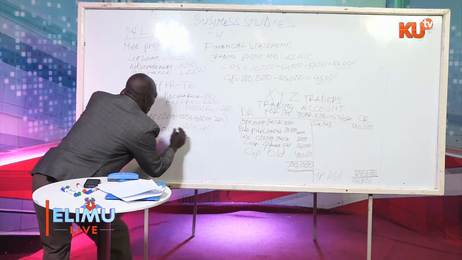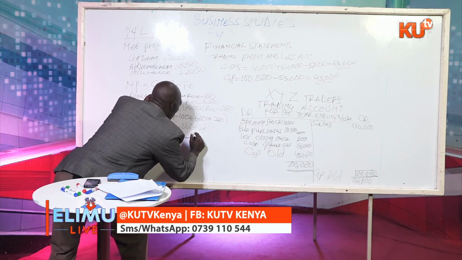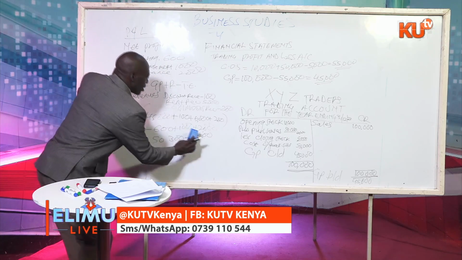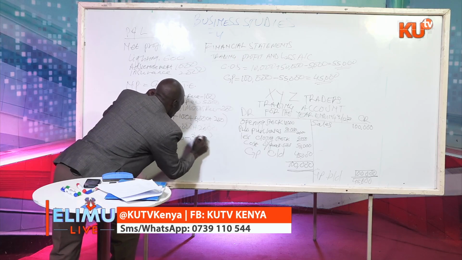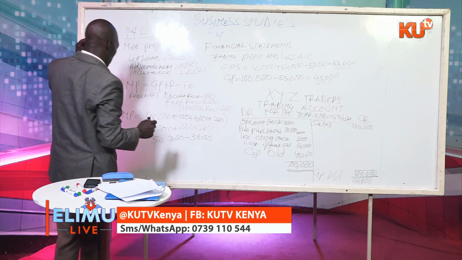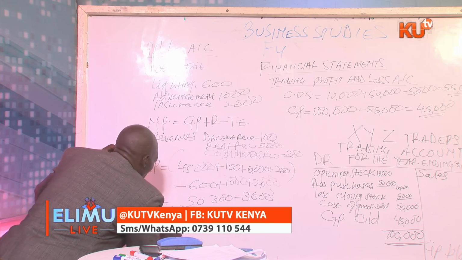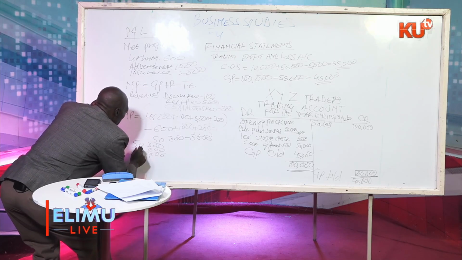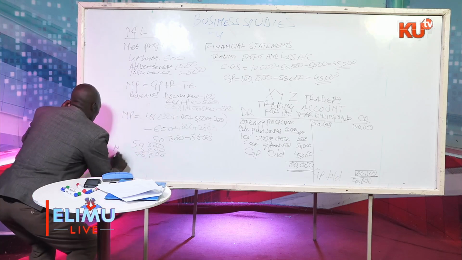50,300 minus this one. It is not 200, sorry, this one is 2,000 here. So we have 600 plus 1,000 plus 2,000, that is 3,600. So if we carry out this, 50,300 minus 3,600: 13 minus 6 is 7, 9 minus 3 is 6. So this is 46,700. This is the net profit.